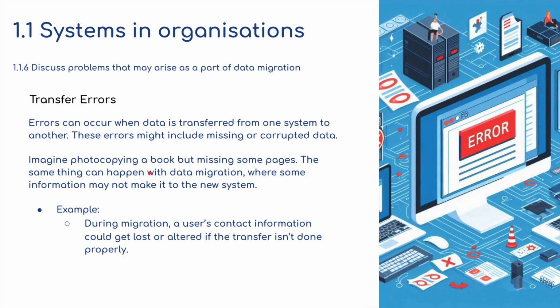Okay, transfer errors. Errors can occur when data is transferred from one system to another. These errors might include missing or corrupted data. Imagine photocopying a book, but missing some of the pages. The same thing can happen with data migration, where some information may not make it to the new system. If you've done anything in terms of data packets, you might be familiar with some of this. For example, during migration, a user's contact information could get lost or altered if the transfer isn't done properly.